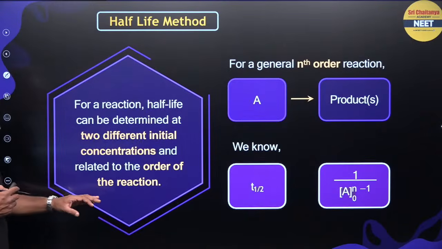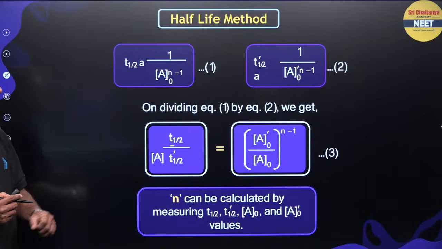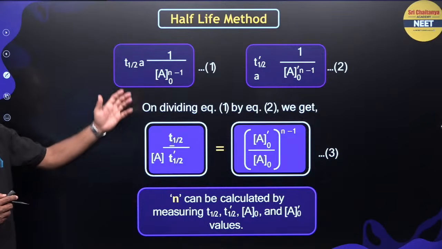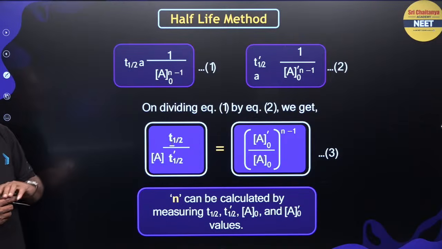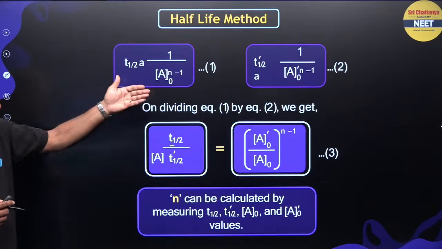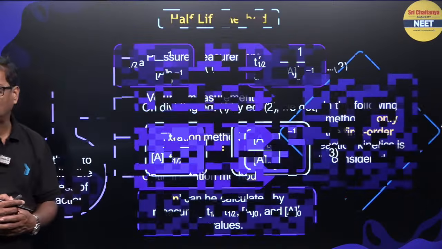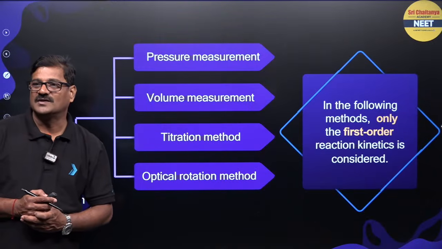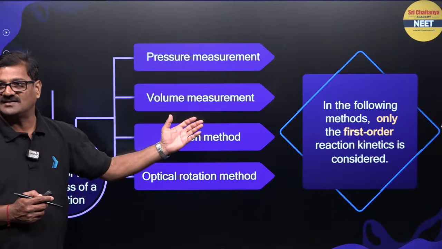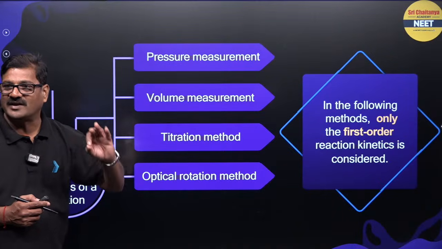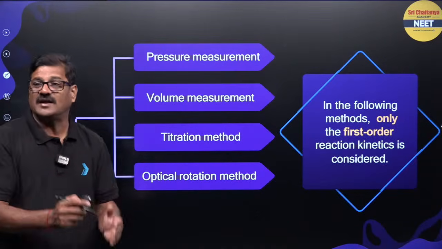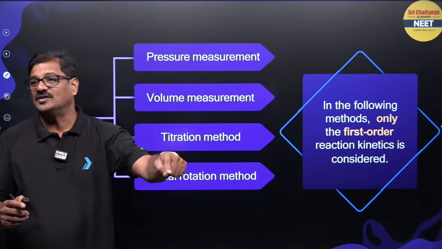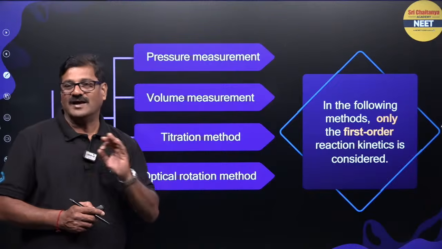So how is it done? It is done with various orders. T half is equal to 1 by A naught to the power n minus 1. When a different concentration is taken, we can divide the two expressions, and n can be calculated from the logarithmic version also. N can be calculated by measuring T half and T half dash at A naught and A naught dash values. Directly you can pick this n value, right?